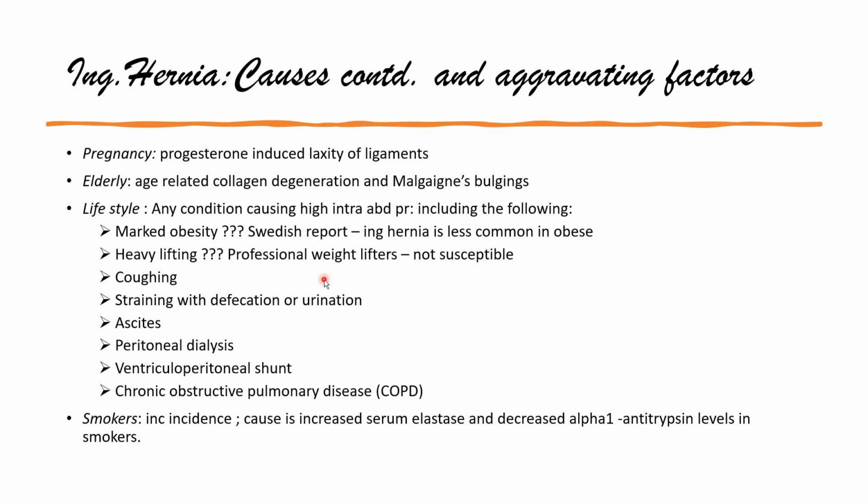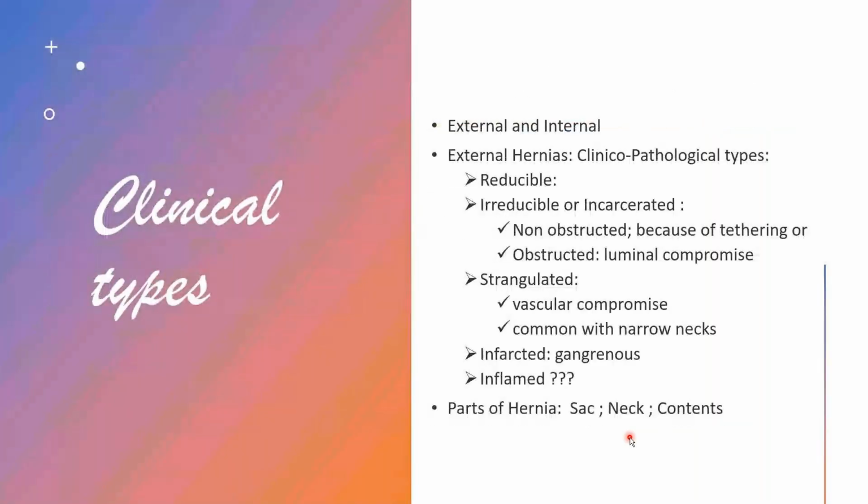Right? For example, peritoneal dialysis or ascites. We have seen a number of patients in the medicine ward with ascites, chronic liver disease, and they start developing an umbilical hernia. They start developing an inguinal hernia. Why? Because that pressure goes on increasing, and the weakest part of the abdomen we all know is the umbilicus. So the patient gets an umbilical hernia. So these are lifestyle and disease processes. Smokers have increased incidence. Why? Because of increased serum elastase and decreased alpha 1 antitrypsin levels in smokers, making them increasingly susceptible to the genesis of hernia.